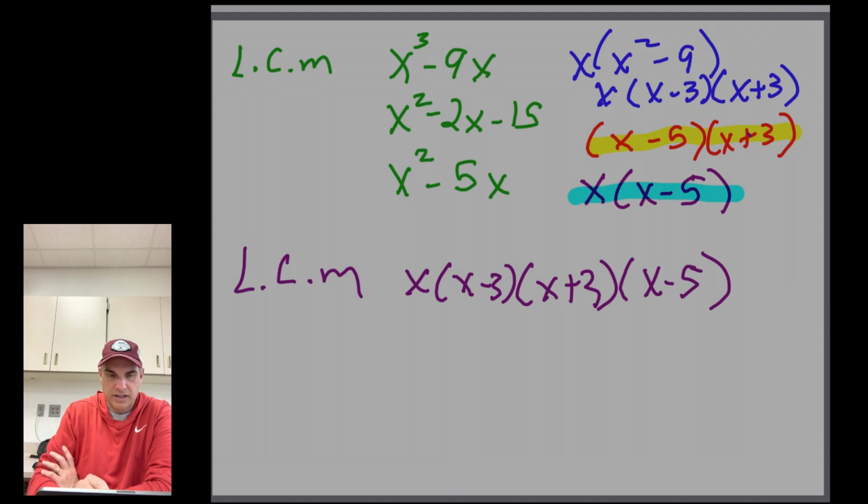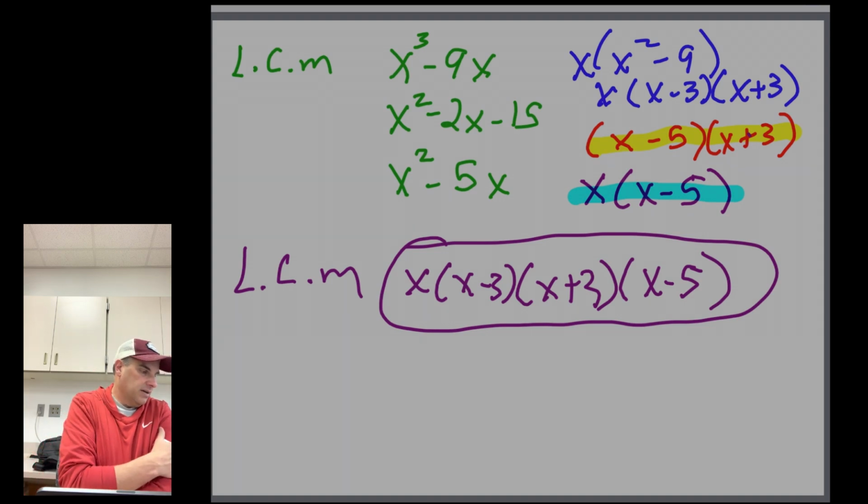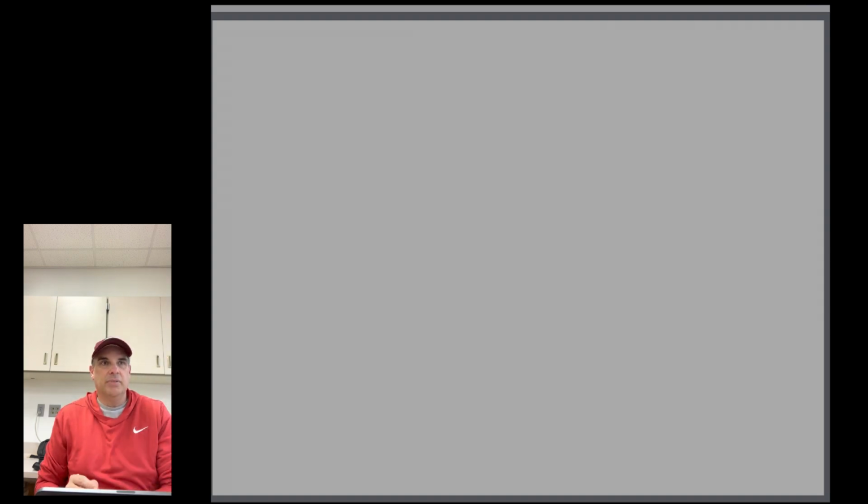So everything is already there. So my least common multiple for this one is that right there. And that's the least common multiple. And when we're talking about adding and subtracting these, we have to be able to find that least common multiple because essentially that's going to become our new denominator. So that leads us into adding and subtracting rational expressions with unlike denominators.